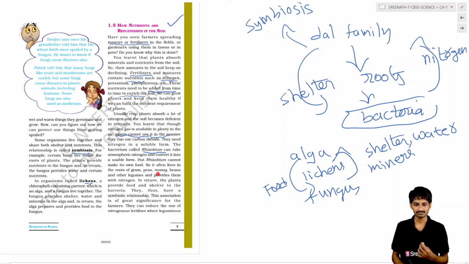Basically, what does this rhizobium bacteria do? It will supply nitrogen to the plants, and at the same time that plant gives shelter to the rhizobium bacteria. They work together. This is an example of symbiosis.